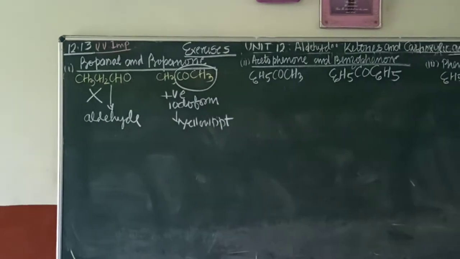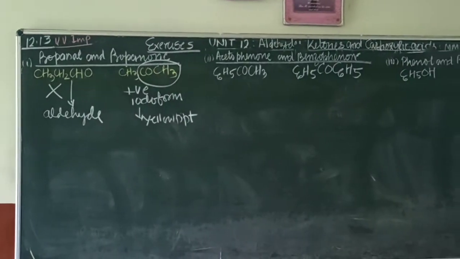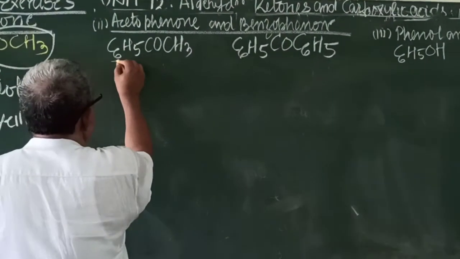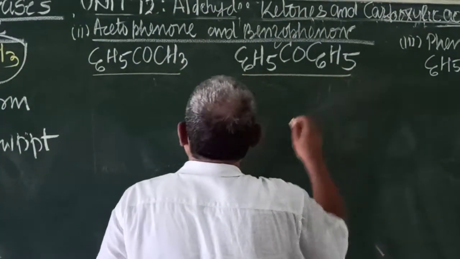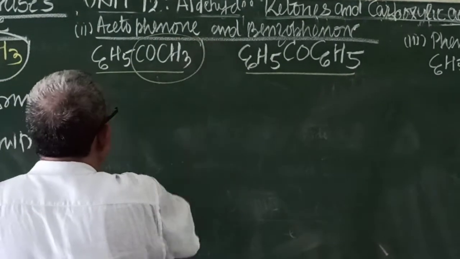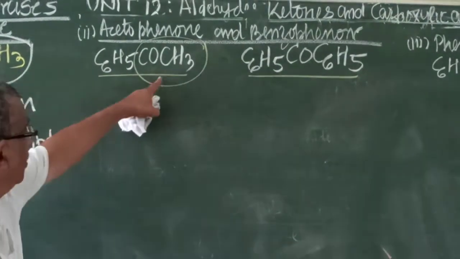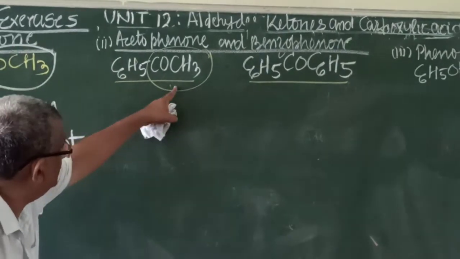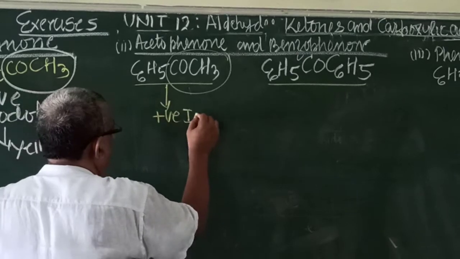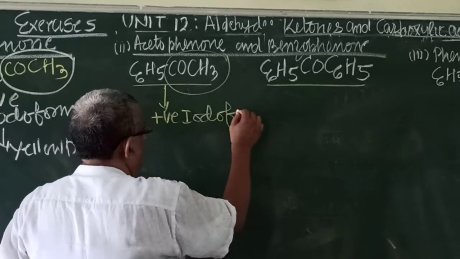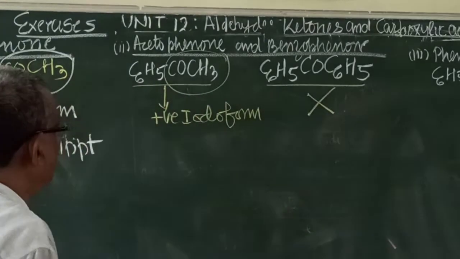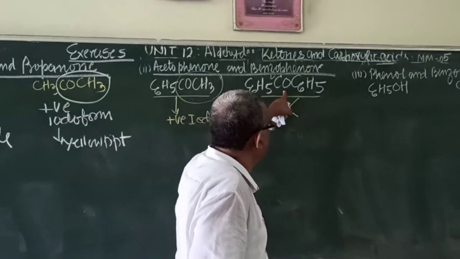Coming to the next one, acetophenone and benzophenone. This is acetophenone, this is benzophenone. Again, acetophenone contains a methyl ketone, and due to the presence of the methyl ketone, it will give a positive iodoform test, and benzophenone will not give the positive iodoform test since it does not contain any methyl ketone.